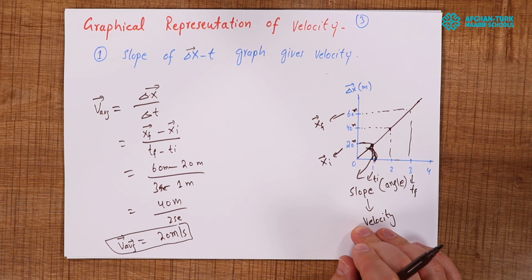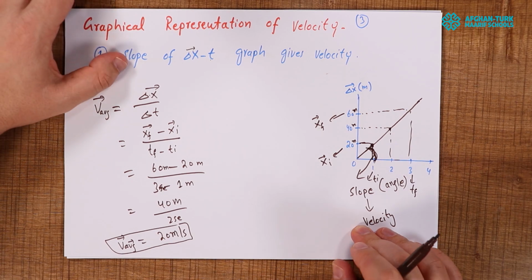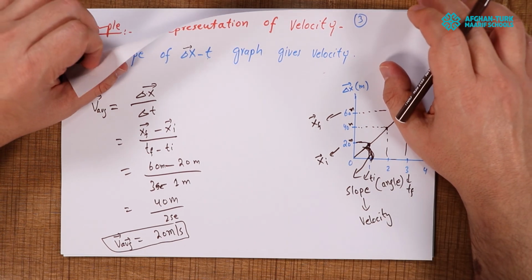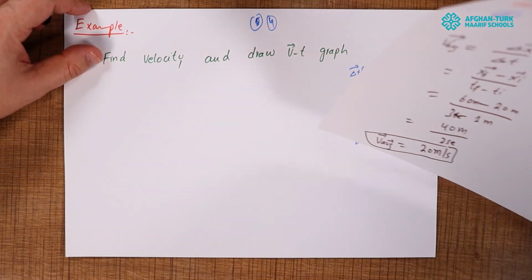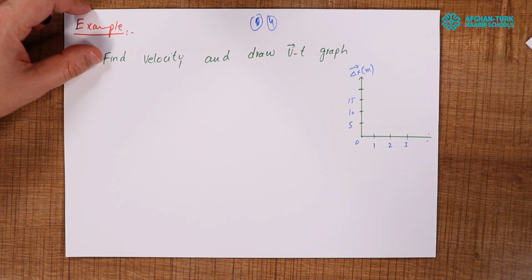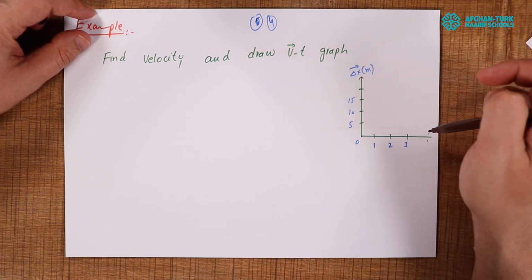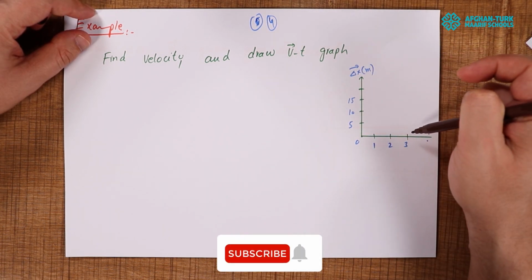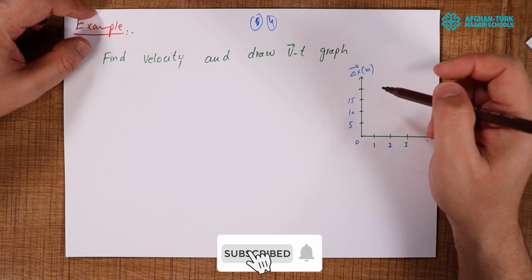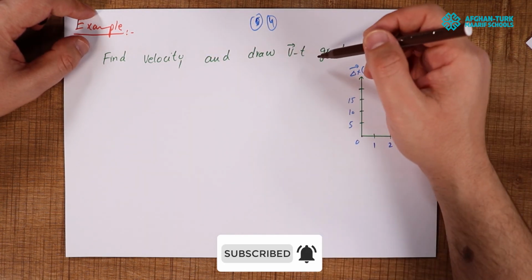Now in the next page we are going to find the velocity and draw the VT graph. This is the simple question or example that they ask: find the velocity and draw the VT graph, or velocity time graph.